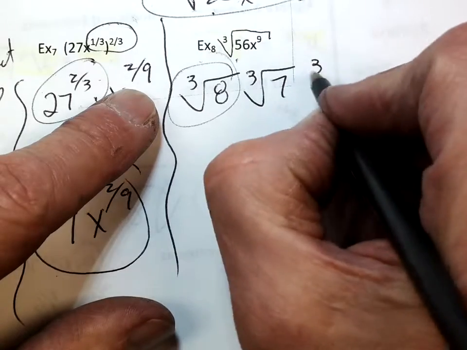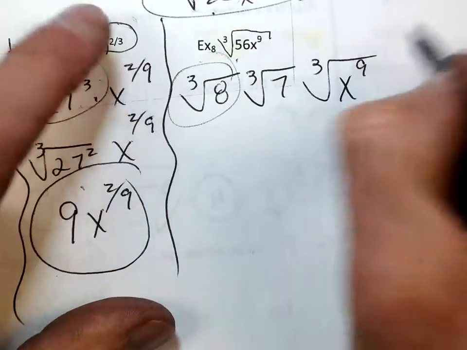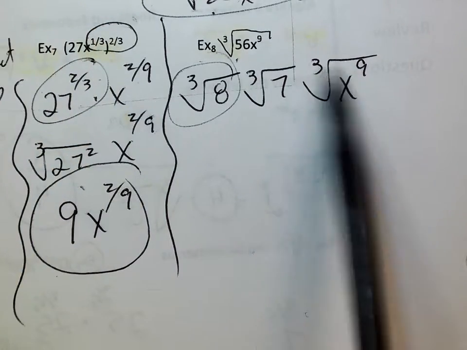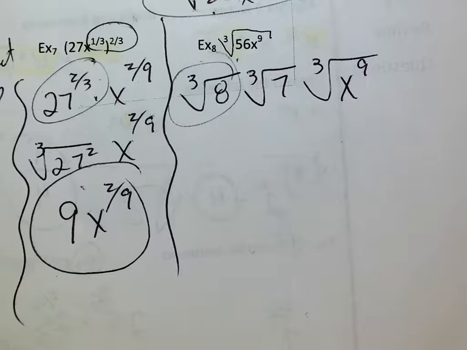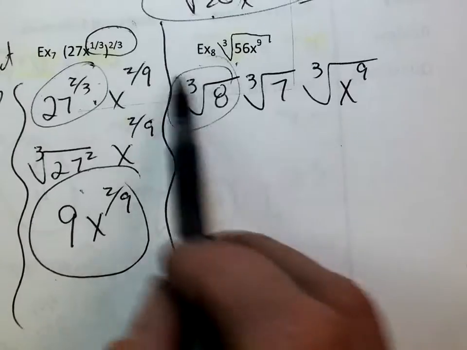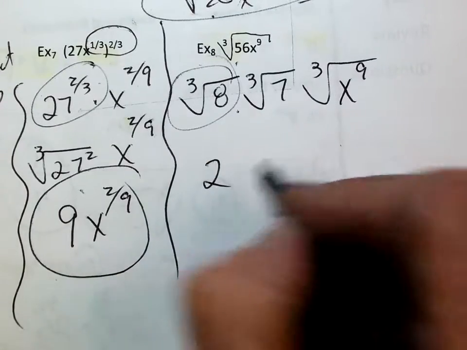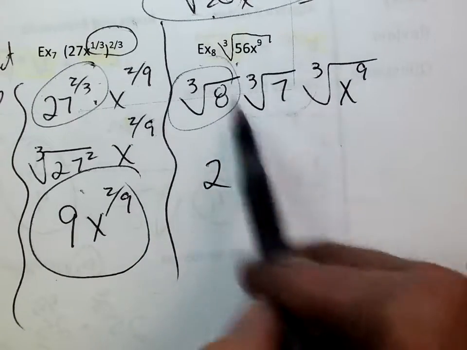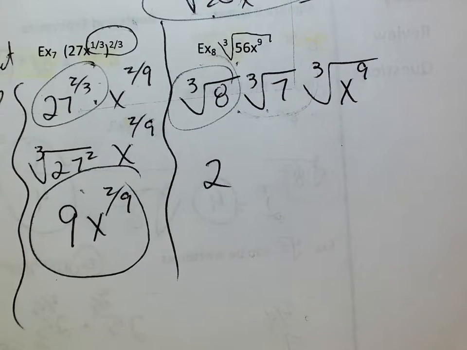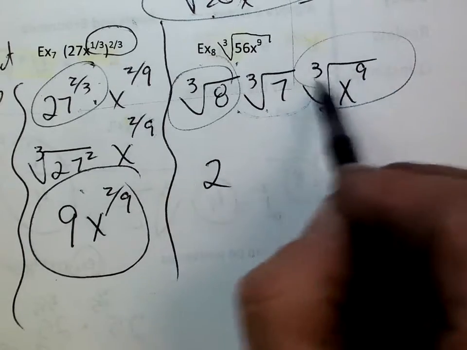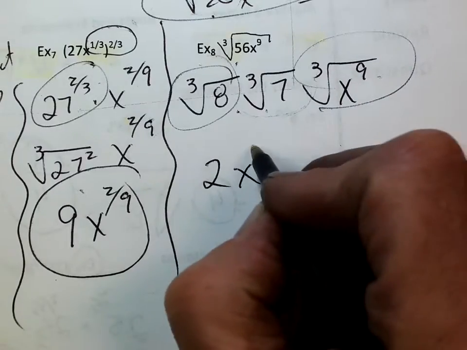And now the cube root of x to the 9th, I'm going to leave as x to the 9th because I can divide the 3 into the 9 evenly, can't I? I mean, 3 goes to 9 3 times, right? So let's finish this up. Cube root of 8 is 2. We cannot simplify this, so it's going to stay the way it is. Cube root of 7 is some ugly decimal. We leave it the way it is. But we can take a third of the 9, which makes an x to the 3rd.